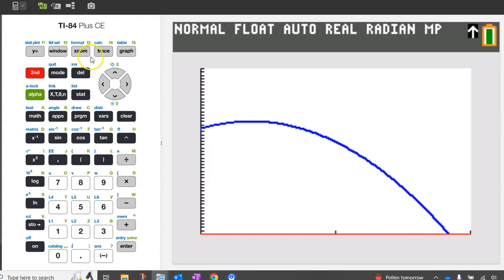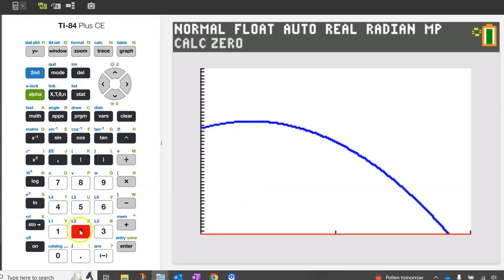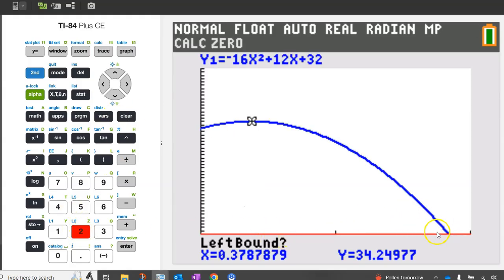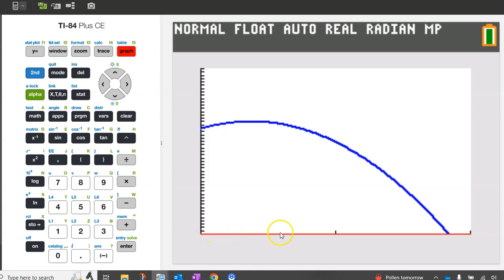You can either hit second trace and choose option 2 for 0, and then this sets up a whole left bound, right bound thing. Or, and this is my preferred method, you can graph the x-axis itself by putting a 0 on y2. That's why you see a red line here on the x-axis. This way we can just find the intersection point between the curve and the x-axis. This is quicker because there is no left bound, right bound menu.